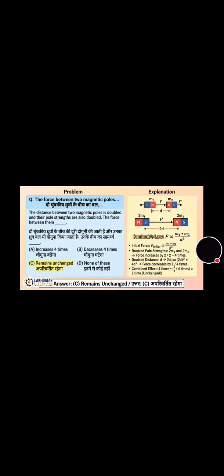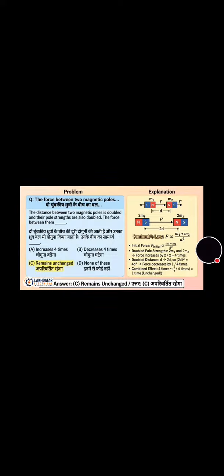Now move toward the next question that is on the screen. The distance between two magnetic poles is doubled and their pole strengths are also doubled. The force between them is, and its correct answer is option C, that is remains unchanged.